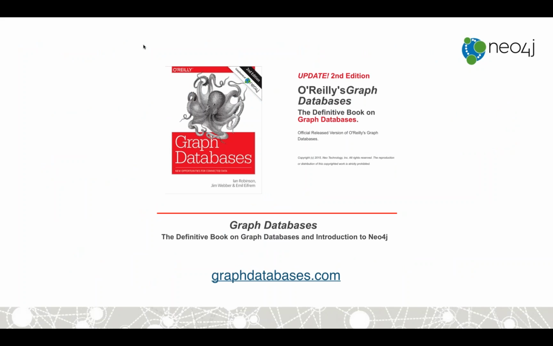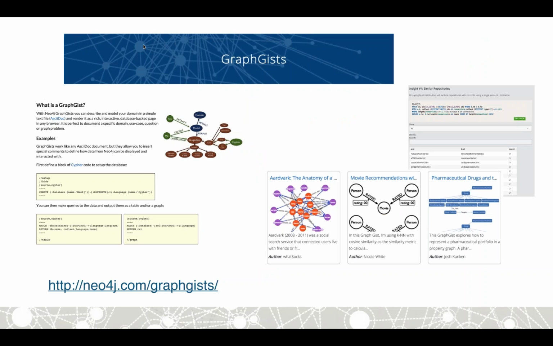There's also the O'Reilly Graph Databases book. This was recently updated for the 2nd edition, and you can download this for free on graphdatabases.com. We also have these interactive documents called graph gists, and this is all community contributed content. This is a great way to discover interesting use cases. It's really amazing what people are using Neo4j with. So it's a great way to both discover and also share your use case and sample data by embedding Neo4j in an HTML document.